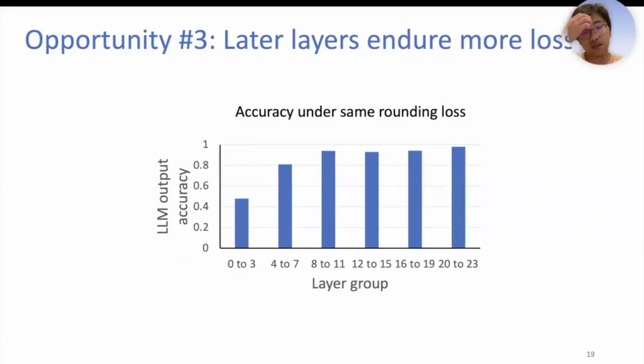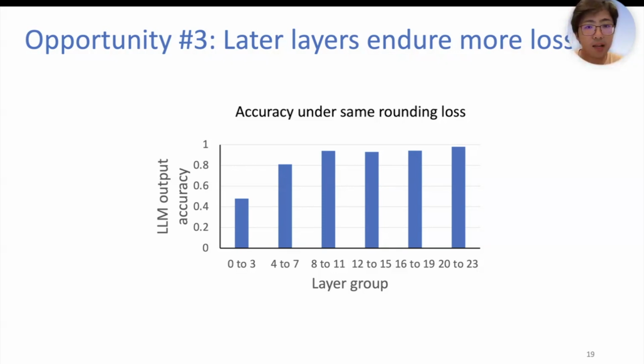This graph shows that we apply the same amount of error to different layer groups. Some of them are earlier layers, some of them are later layers. And as you can see here, if you apply the loss to earlier layers, the accuracy drops by a significant amount. But if you apply it to later layers, it doesn't really matter.